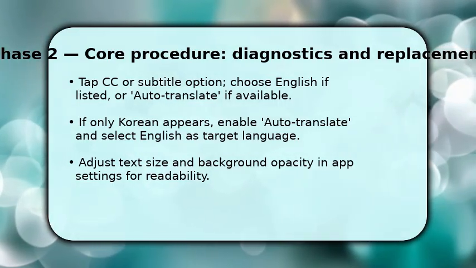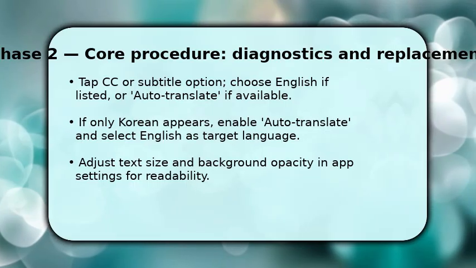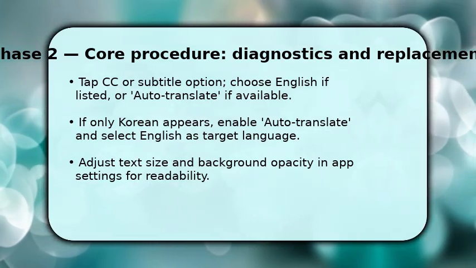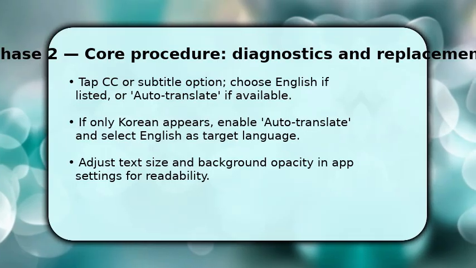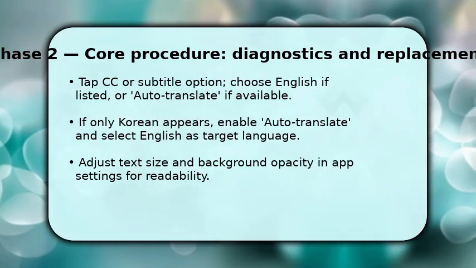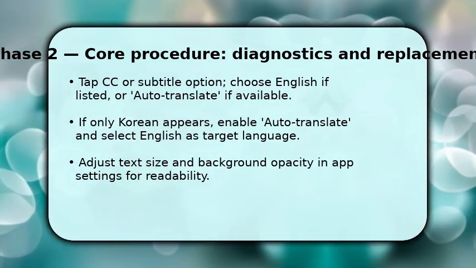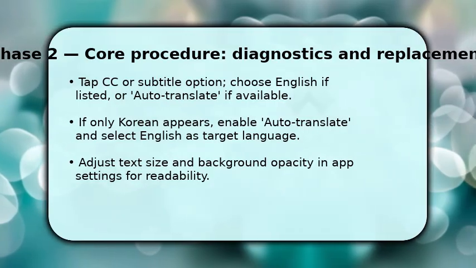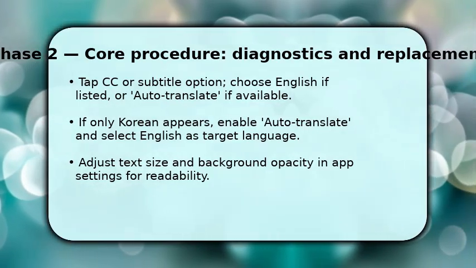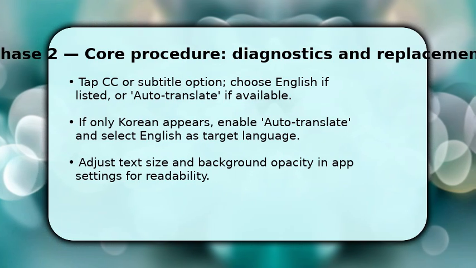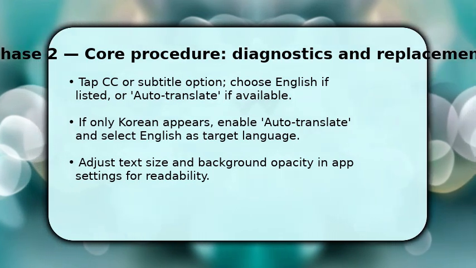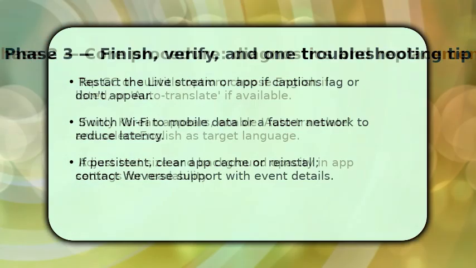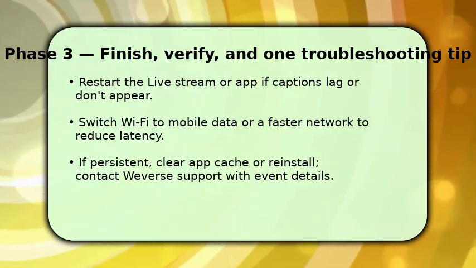Wait a few seconds. Make sure you set text size and background opacity so captions don't block important visuals. If the stream provides only speaker labels, auto-translate converts them. If accuracy matters, prefer provider captions when available, because machine output can misinterpret names or slang during fast speech. Finish by verifying subtitles sync with audio.